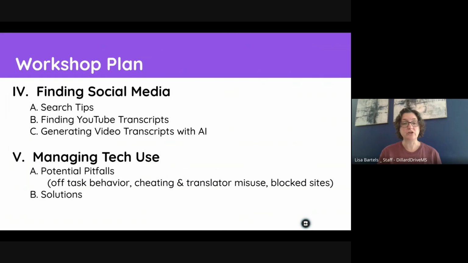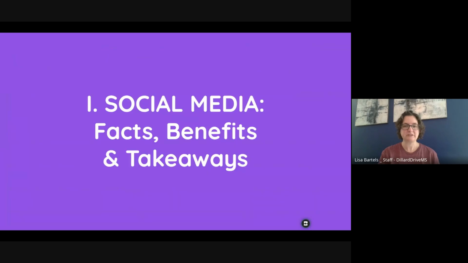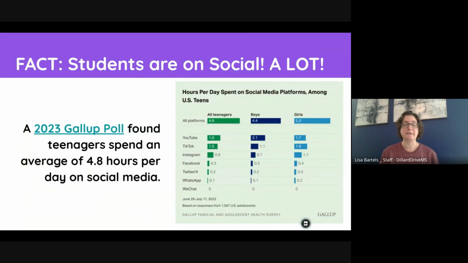And then I have a few tips for how to find social media, how to make it more accessible and usable for you as a teacher, and how to manage some pitfalls that can come with social media use, and solutions that I found for some of those pitfalls in my classroom, that off-task behavior, the cheating, and how to address blocked sites in your classes. So without further ado, let's jump in and learn some facts and benefits and takeaways of social media.